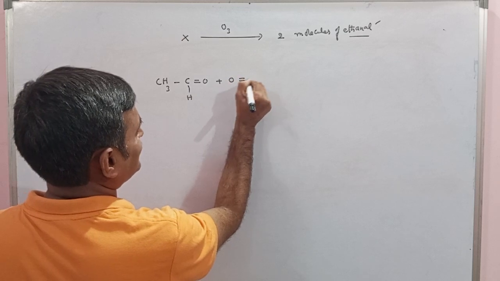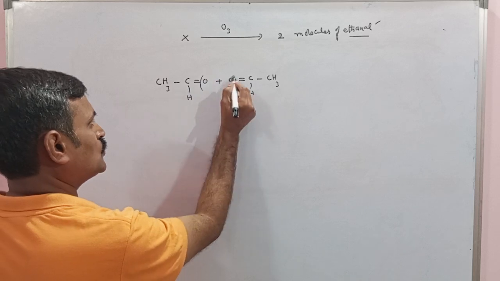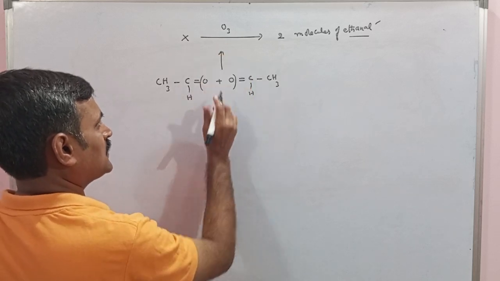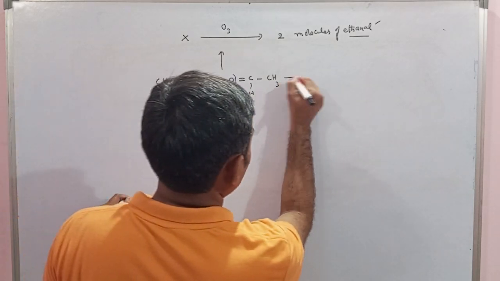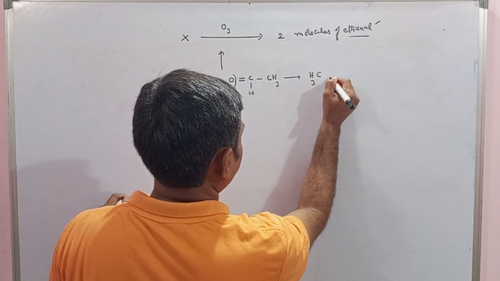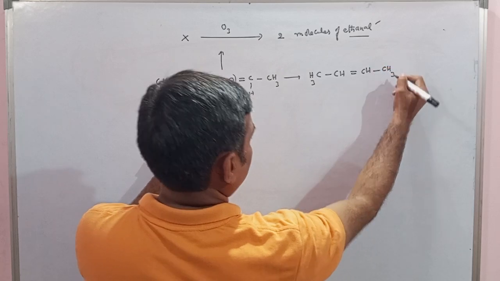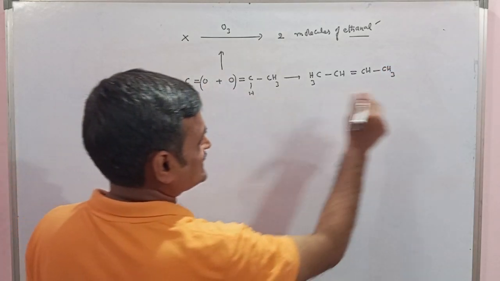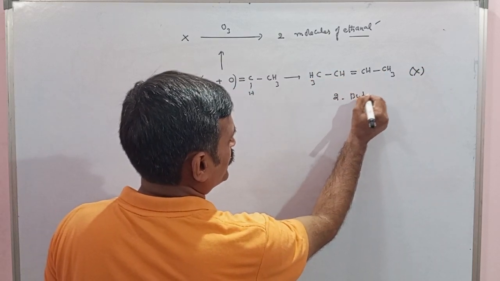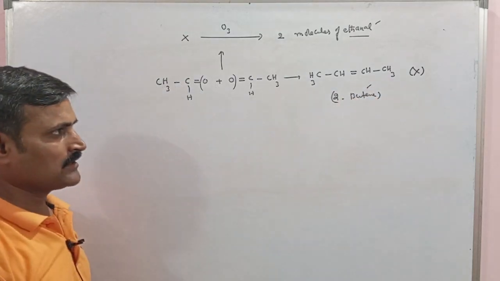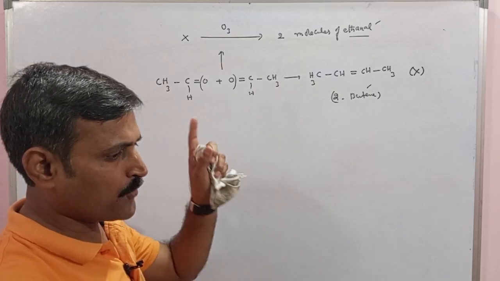If we write 2 molecules like this as per the ozonolysis, these 2 oxygens actually came from ozone. Then if you omit these 2 oxygens and combine these 2 carbons, what we will get is CH3-CH=CH-CH3. This is exactly what they are asking as X, nothing but 2-butene.